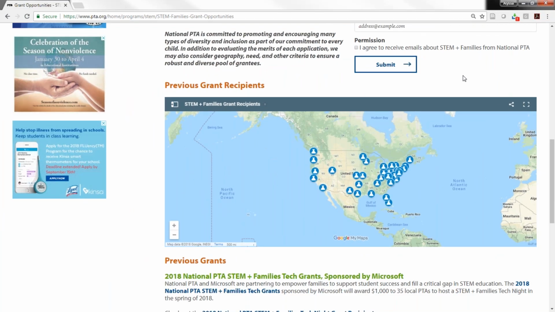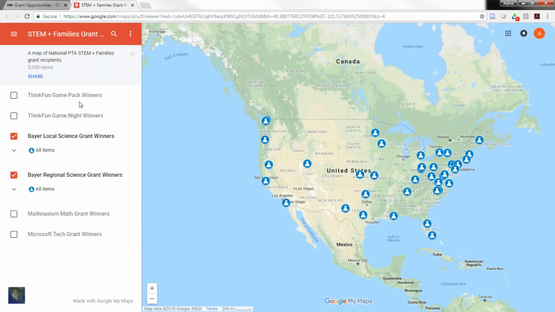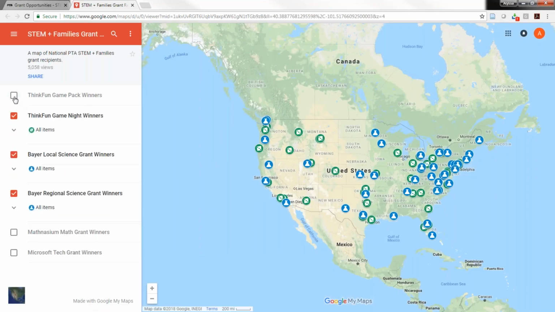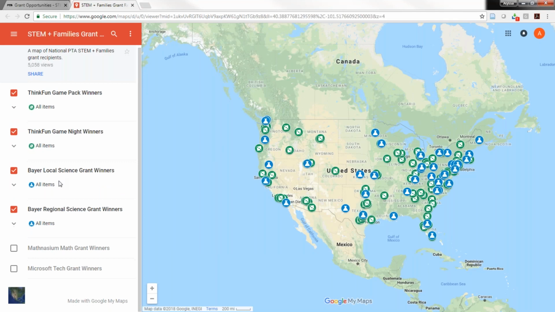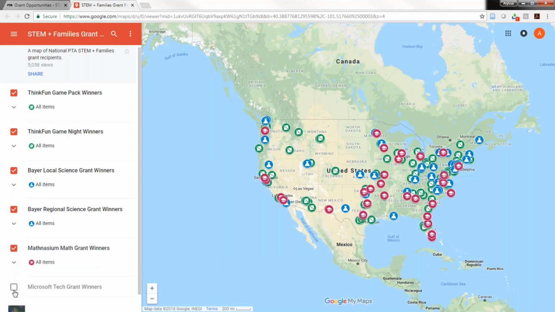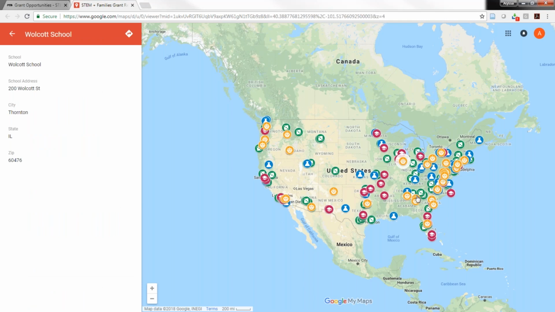Look at that. First of all, that beautiful map that our web genius here at National PTA built up. You can sort and see which schools around the country won previous grants geographically. And on the left-hand side, there's a little click box. You can see who won the Think Fund, who won Bayer, who won Mathnasium, who won Microsoft. And you're seeing all those pop up. Look at that. They're all across the United States. And we even have some winners in Europe as well. That's right, some Department of Defense schools.